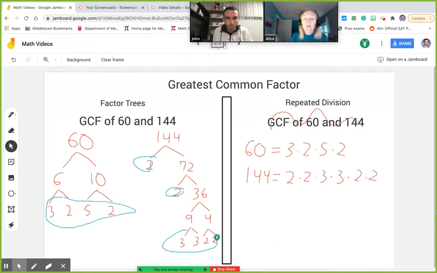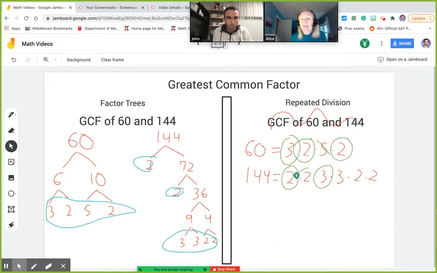Okay, so now we're almost there. So now we just have to ask ourselves, what do these numbers have in common? So let me take another color and say, okay, I'm just going to go left to right with 60. 60 has a 3 here, and 144 does as well. So I'm going to circle that as something they have in common. 60 has a 2, and 144 does as well. 60 has a 5. 144, if you read along left to right, there's no 5 there, so I'm not going to take that into account. 60 has another 2. 144 has another 2.